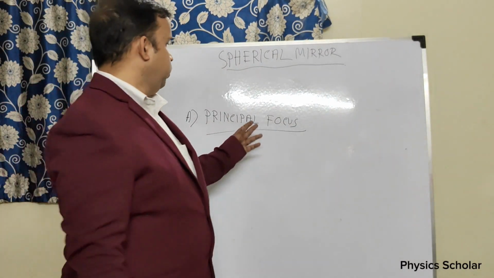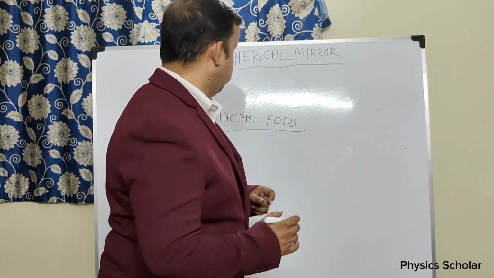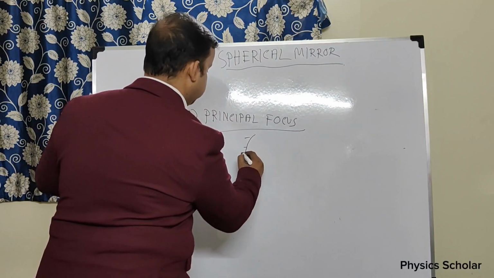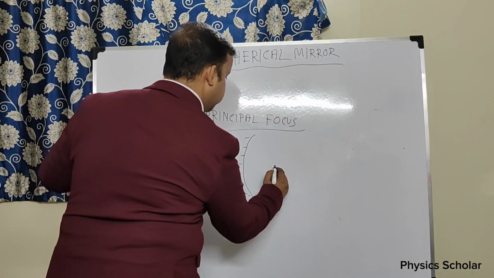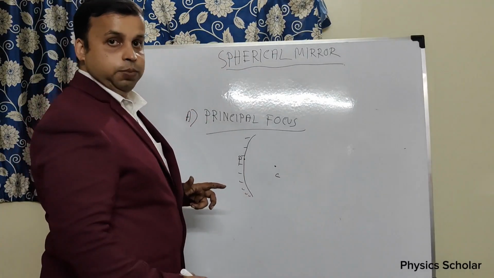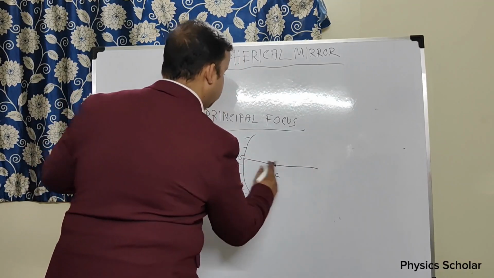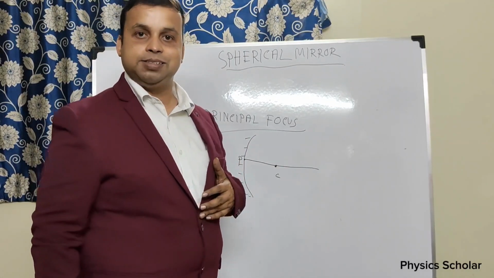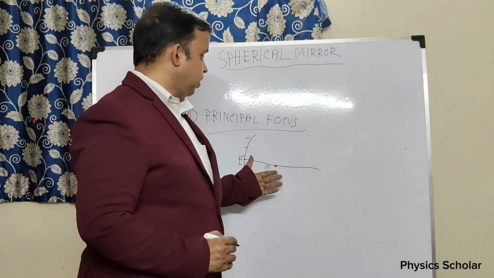Before we discuss the principal focus, let us understand what the principal axis is. Suppose this is the mirror, a spherical mirror, this is the concave mirror. This is the center of curvature, and this is the pole of the mirror. If you draw a straight line that joins the center of curvature and the pole of the spherical mirror, this line is known as the principal axis. A very important term.